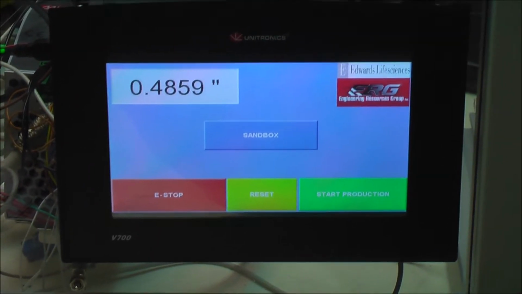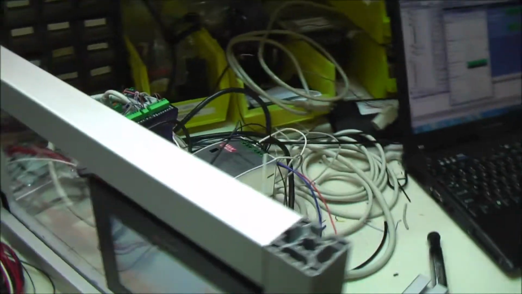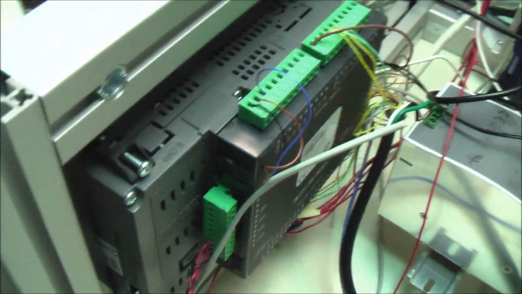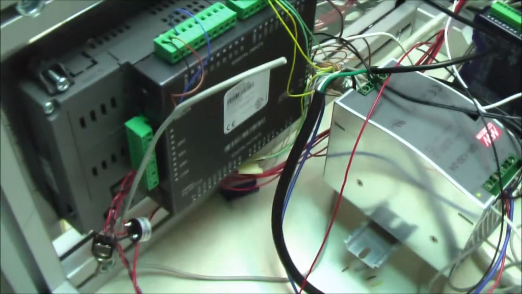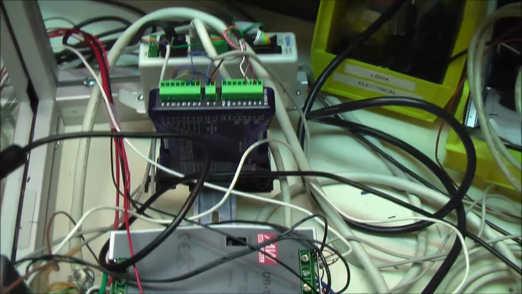Okay, this is the current startup screen. And we'll take a look at the components that make up the system. This is the back of the HMI PLC with its I/O. We have the power supply, 24 volts for the system.